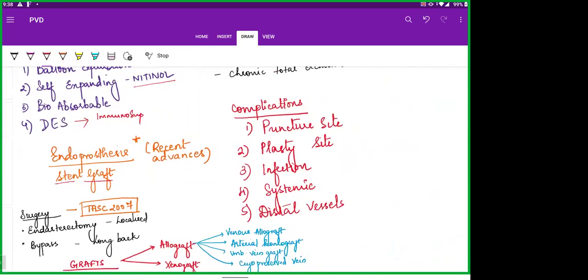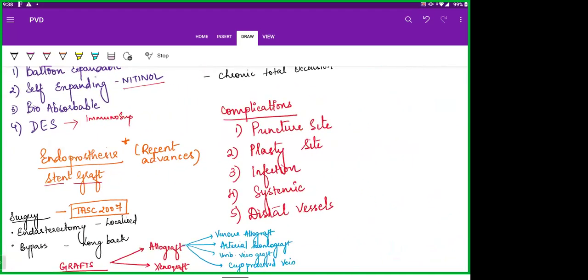Now, coming to the complications of this stenting: you can have a puncture site complication, like bleeding and false aneurysm, and also thrombosis. This thrombosis is very important; we'll come to it later. Then infection can be there, and systemic complications can also be there, like the patient can have a sudden MI or CVA or renal failure. There can also be some distal vessel complications like dissection and embolism.